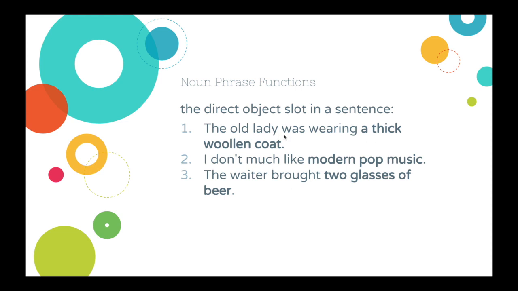So a thick woolen coat is something that the old lady was wearing. So this is something that was the direct victim of the verb wear. Or like this one, I don't much like modern pop music. So this one, the music, is the direct object of the verb like. The waiter brought 2 glasses of beer. So yeah, the noun beer is the direct object of the verb brought.